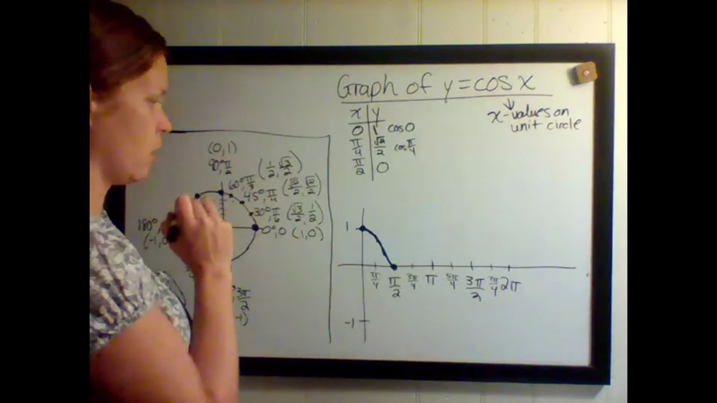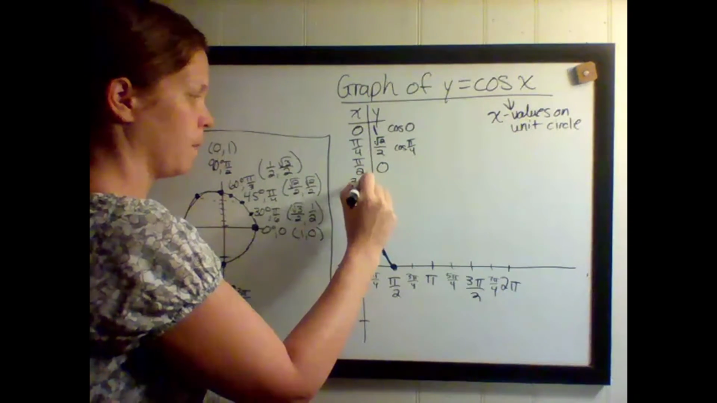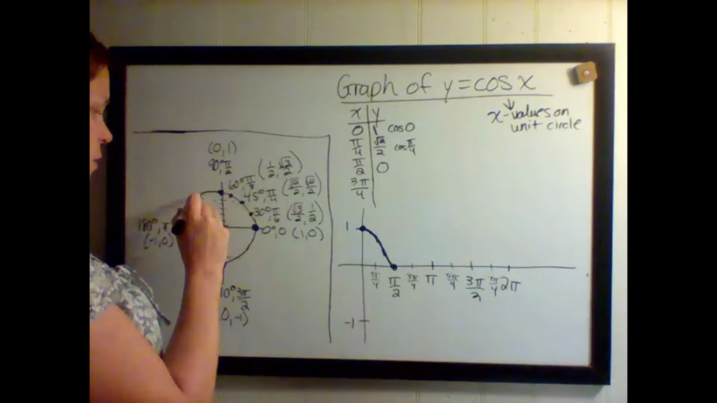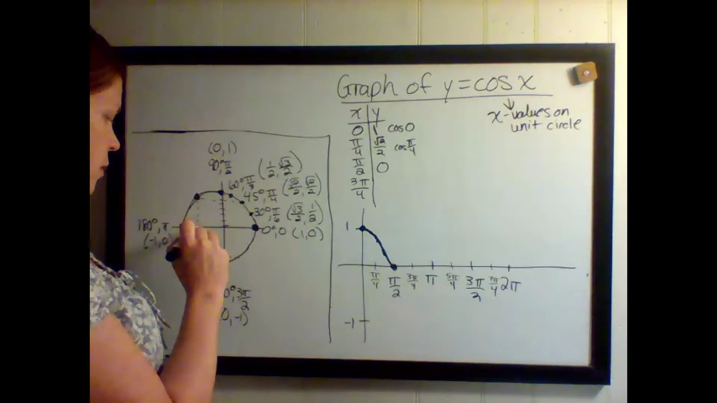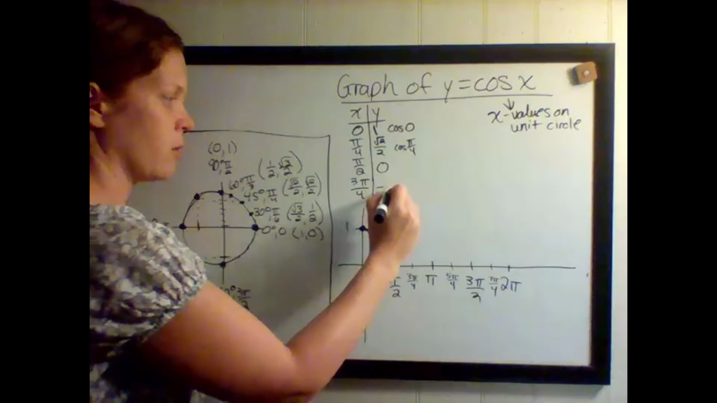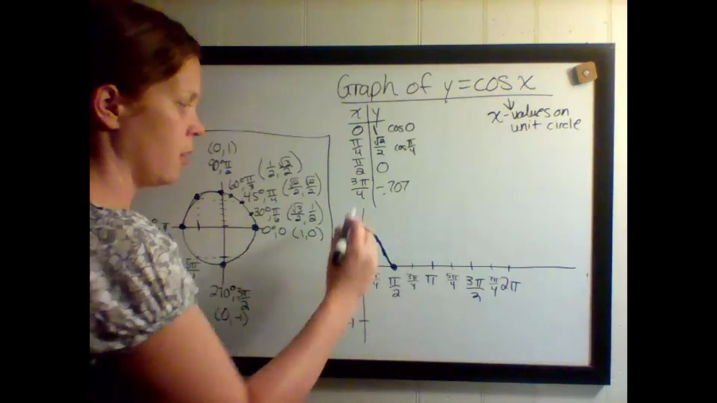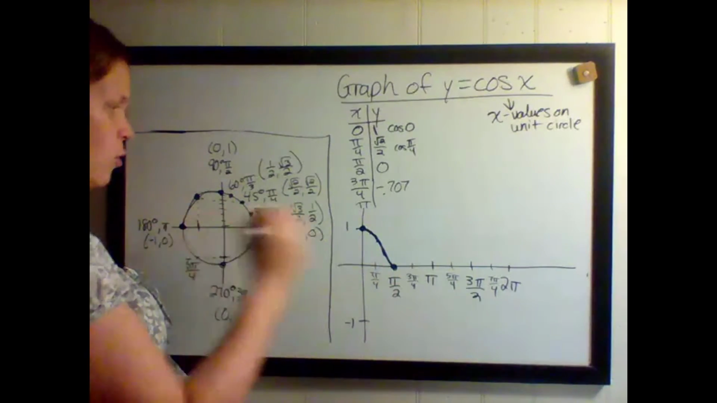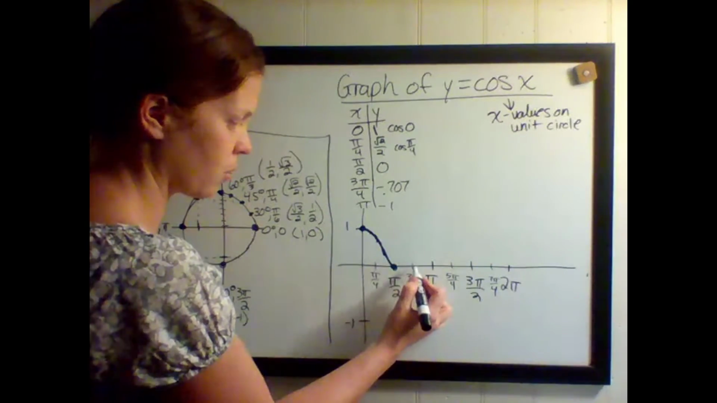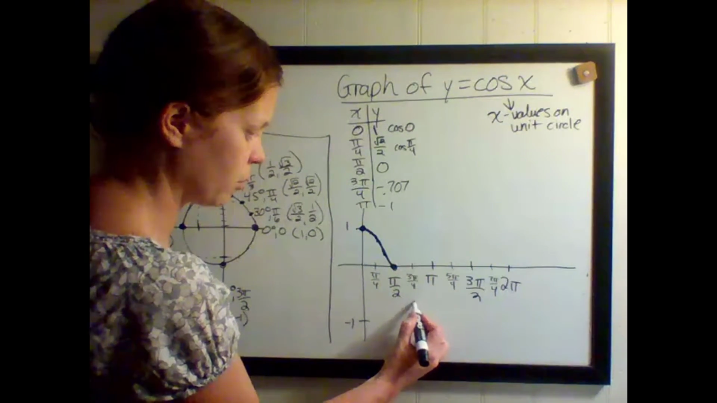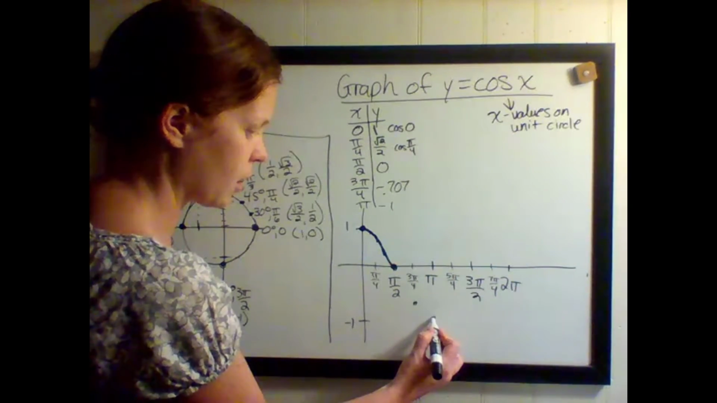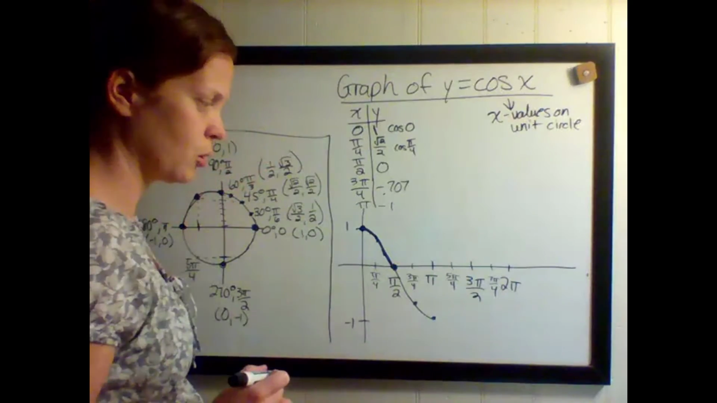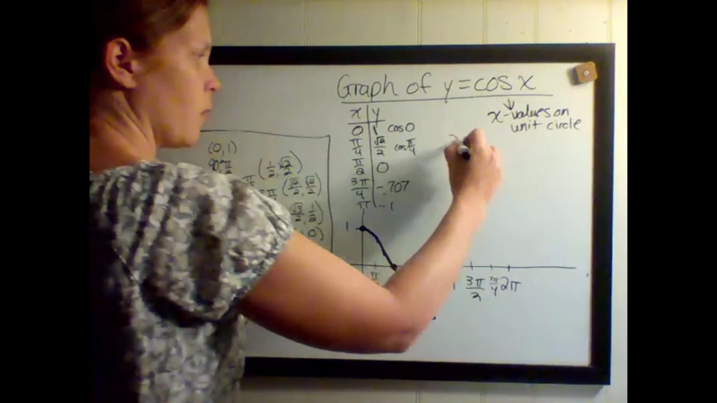So then let's go into quadrant 2. How about 3 pi over 4? At 3 pi over 4, the x value, and now look at the x values, would be a negative 0.707. And then at pi, the x value would be negative 1. That makes sense because at 3 pi over 4 we're down at negative 0.707, and at pi we hit negative 1. So like that.